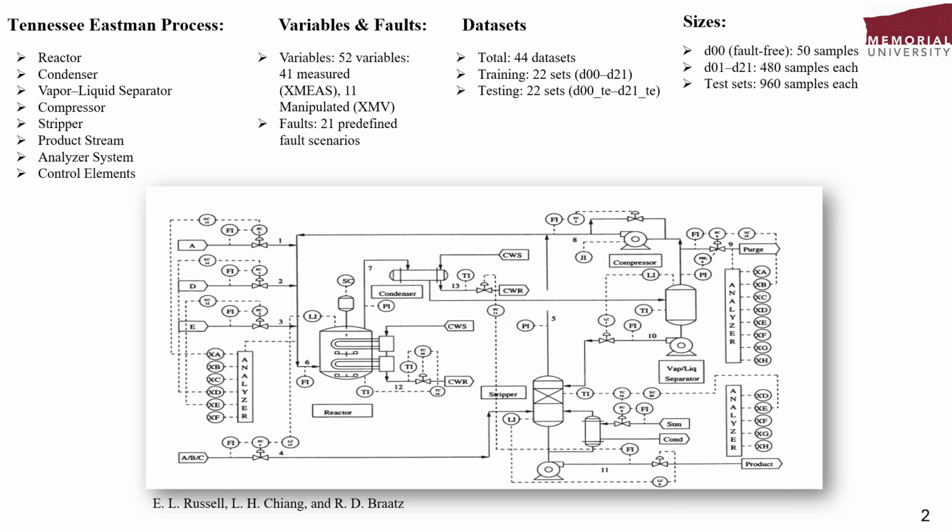And we also have 22 training datasets. The training datasets are used for producing or training a model for each feature reduction method. And also we have 22 testing datasets for examining whether our trained model is working well or not.